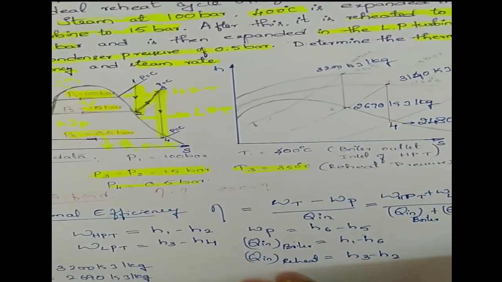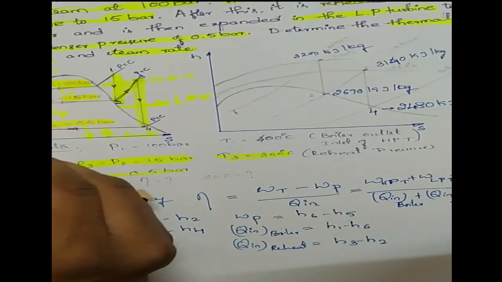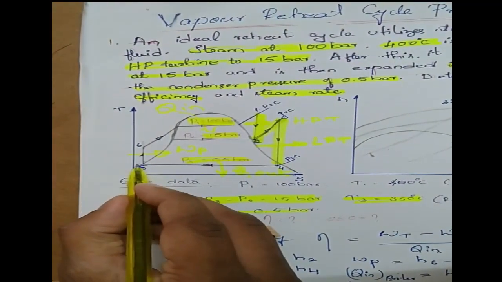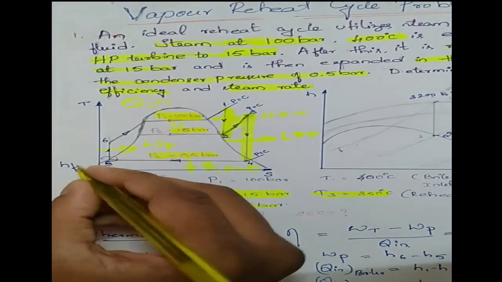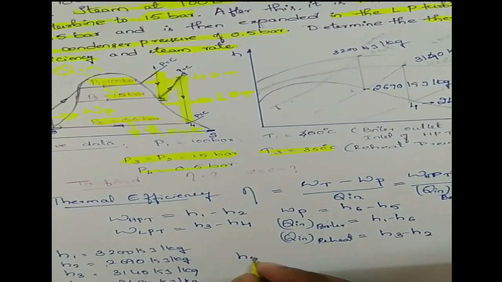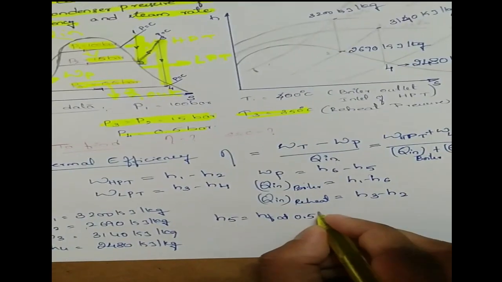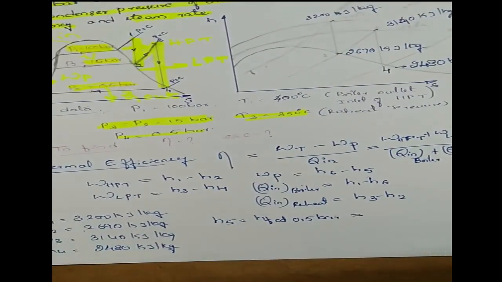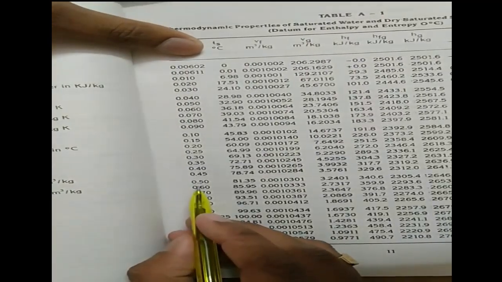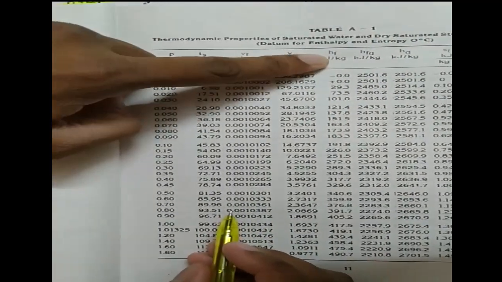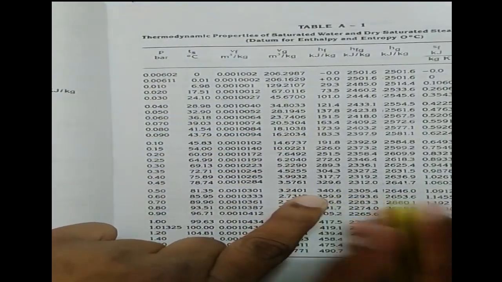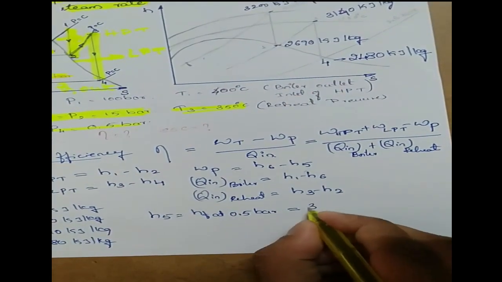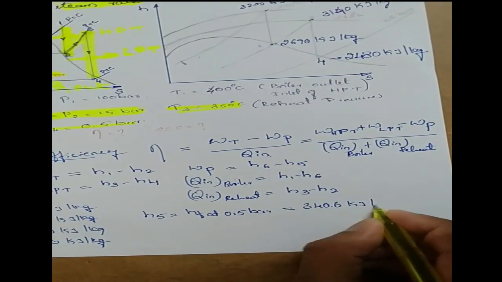Which enthalpy? H5 is at this point, which is HF, meaning at this point you will be having a fluid. So H5 is equal to HF at 0.5 bar. How much will you get? This is 0.5 and you will be having HF here. You have to look at the vertical downward line. So you will get 340.6. So HF is 340.6 kilojoule per kg.